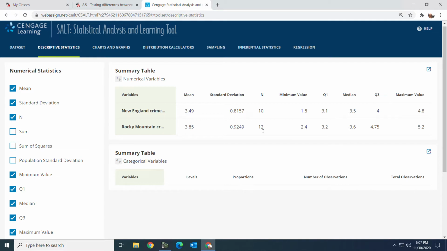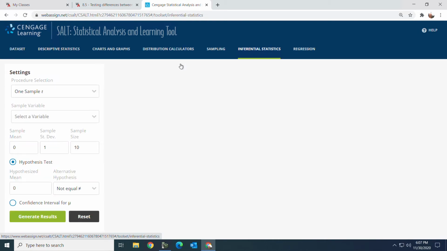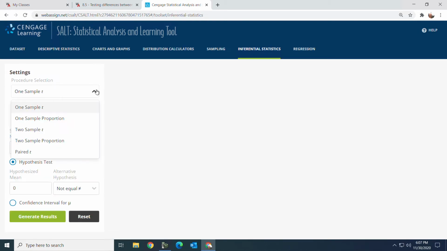Now the reason we have to make a quick pit stop in descriptive stats is for each group we need mean, standard deviation, and sample size. Once you've got that, and you've got it written down, then go to Inferential Statistics. We're comparing two groups, but we don't know the deviations for the population. So two sample T.